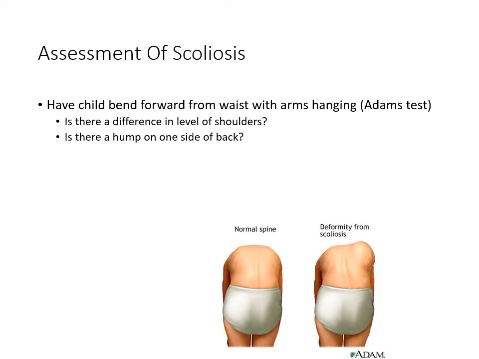After you examine the child in standing position, you will have the child bend forward from the waist with arms hanging. This is called Adam's test. In Adam's test, you ask the child to bend forward from the waist with arms hanging, and you don't have to ask the child to touch their toes. Arms hanging, and if you can ask the child to put their palms together, that will be good. You're again looking, as you see in this picture, for a difference in the levels of the shoulders, and whether there is a hump on one side of the back.